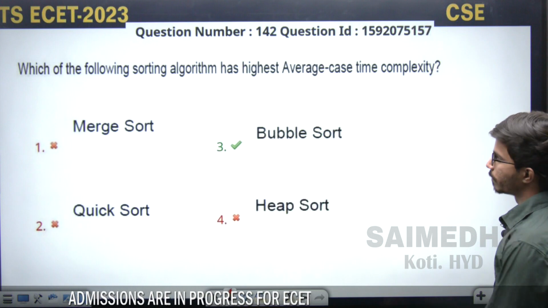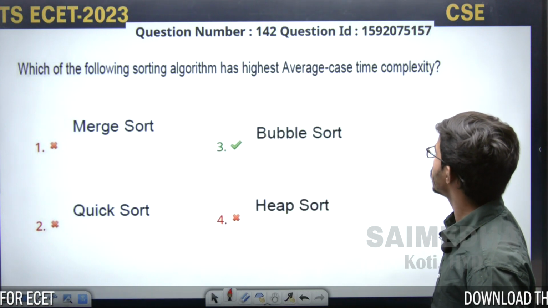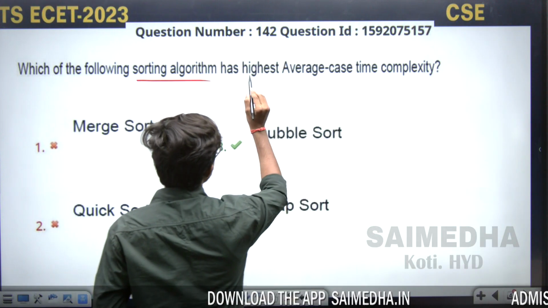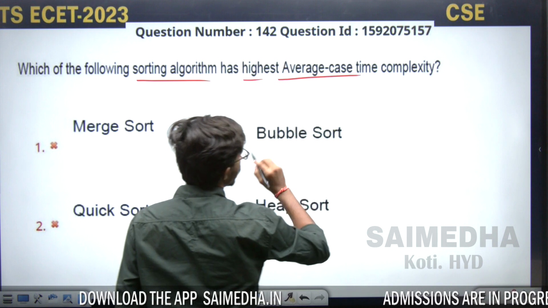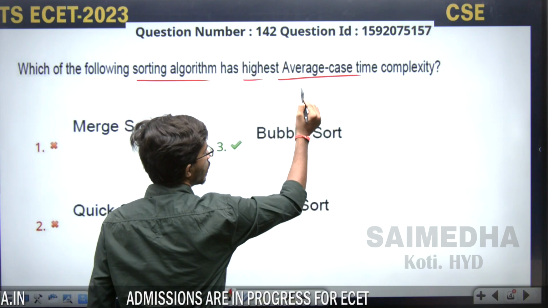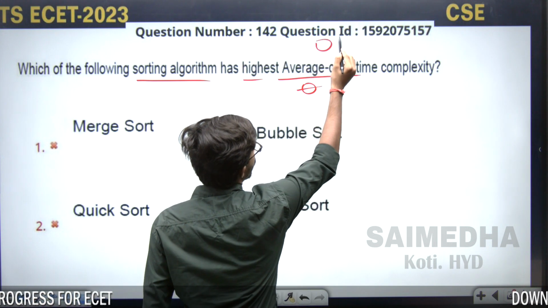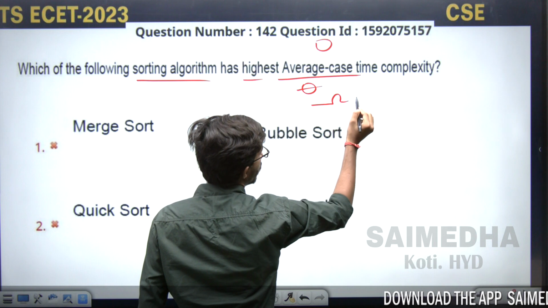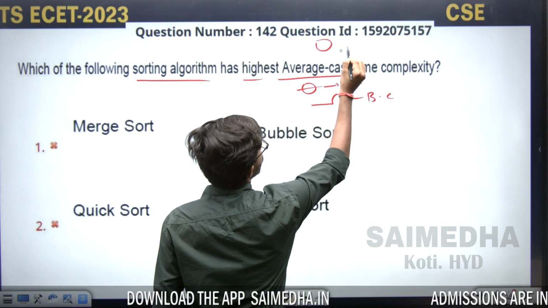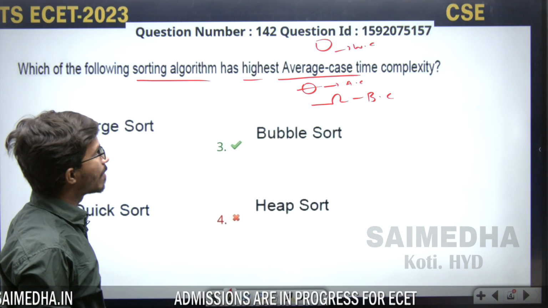Next question. Which of the following sorting algorithms has the highest average case time complexity? They have given a few sorting algorithms and they're asking for the highest average case. What is the notation to denote average case? Theta notation. For the worst case, we use big O notation, and this is called best case. This is best case, this is called average case, and this is called worst case. This notation we already know. They are asking for the highest average case time complexity.